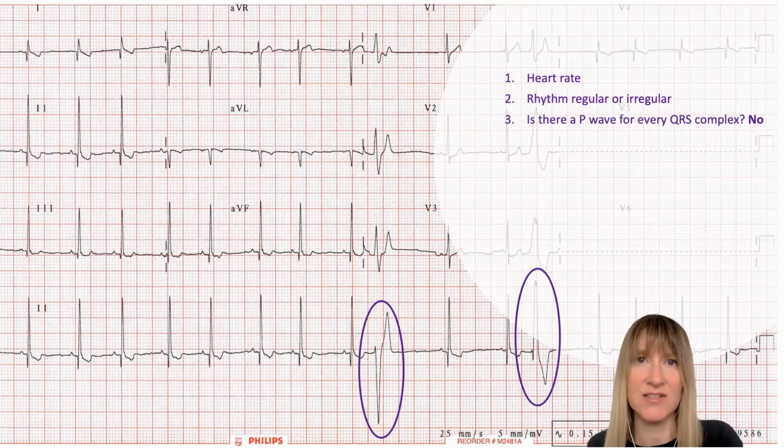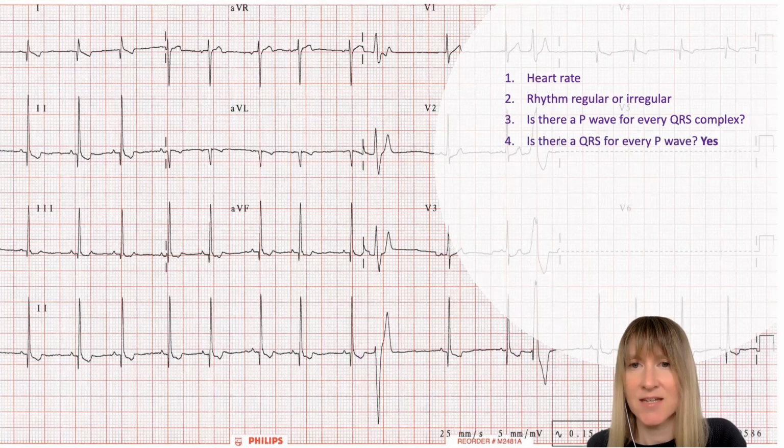Certainly towards the left-hand side of the trace, we can see nice P waves in front of our QRS complexes, but I've circled a couple of heartbeats that I think do not have identifiable P waves in front of them. Next question, is there a QRS for every P wave? I think there is. When we do have identifiable P waves, there is certainly a QRS that follows.